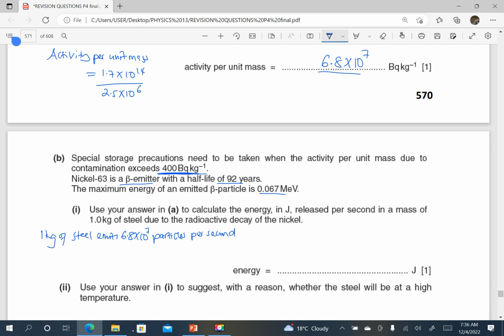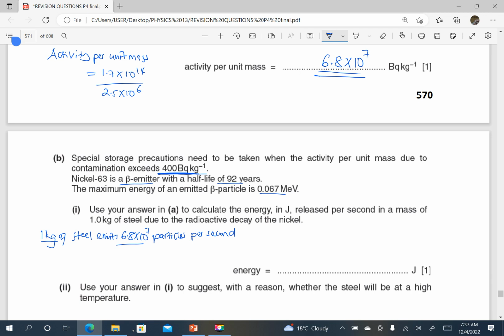That's what we mean by that activity of 6.8 times 10 power 7 becquerels per kilogram. It means in 1 kilogram of steel, we expect 6.8 times 10 power 7 particles emitted per second. But remember, the energy released by each particle emitted is 0.067 mega electron volts.